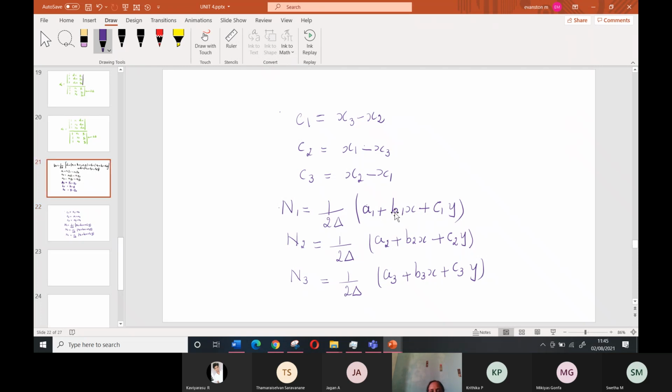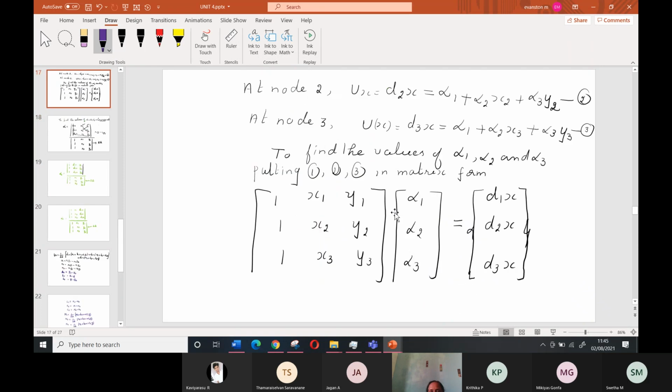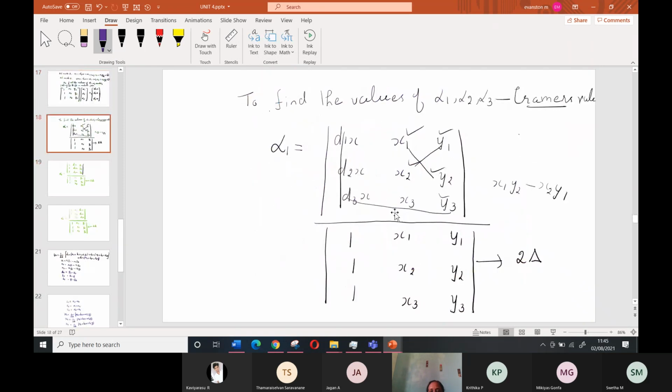Can you just refresh what we learned today? This is a very important derivation. This is a very important derivation. You have to remember.